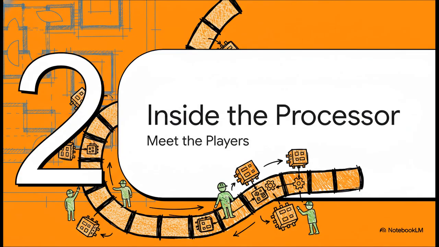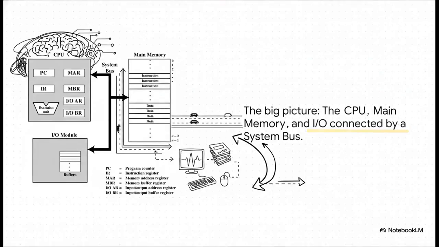Okay, so we've got the blueprint. Now let's meet the crew who actually gets the work done. We're zooming in from that big picture design to the specific hardware components that bring it all to life. At the highest level, you've got three main players. There's the CPU, the central processing unit, that's the brain of the operation. You've got main memory, which is its short-term workspace. And then you have the I/O module, which handles talking to the outside world. Your keyboard, your screen, all that stuff. And connecting them all is the system bus, which acts like the computer's central highway system.